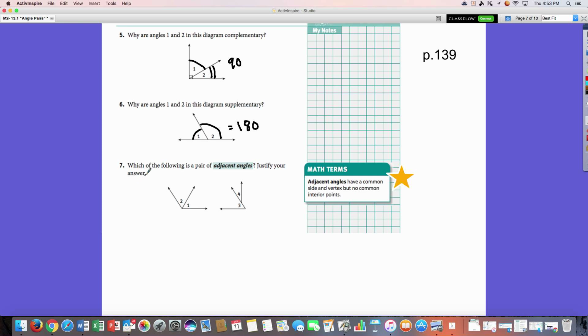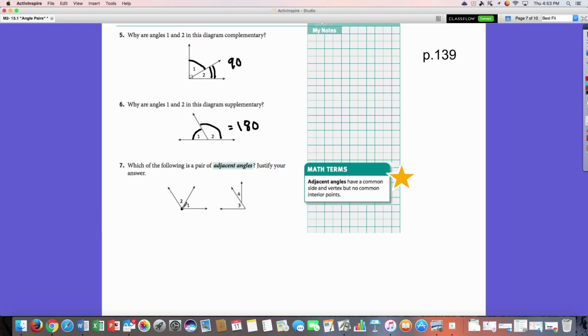Let's look at number 7. Which of the following is a pair of adjacent angles? Adjacent means next to. We know that. I put a star by this on page 139. Adjacent angles have a common side, meaning they're next to each other, and a vertex. So they have to meet at the same point.